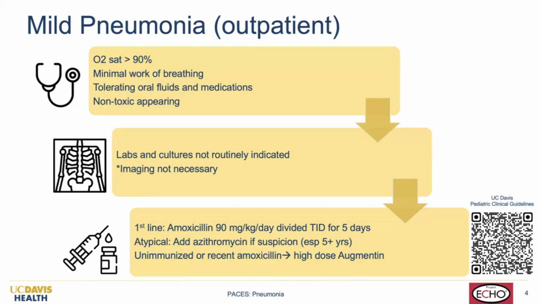In our kids where we're suspecting atypical infection, so especially those in our older age group, we will also add in a 5-day course of azithromycin. And then the other group that we think about is kids who have had a recent course of amoxicillin. We'll see a lot of kids who had a recent ear infection, maybe a URI associated with that, and then now have a pneumonia. And so in that group, or in a group that is unimmunized, using high-dose amoxicillin clavulanate instead of plain amoxicillin is where we will start for them.